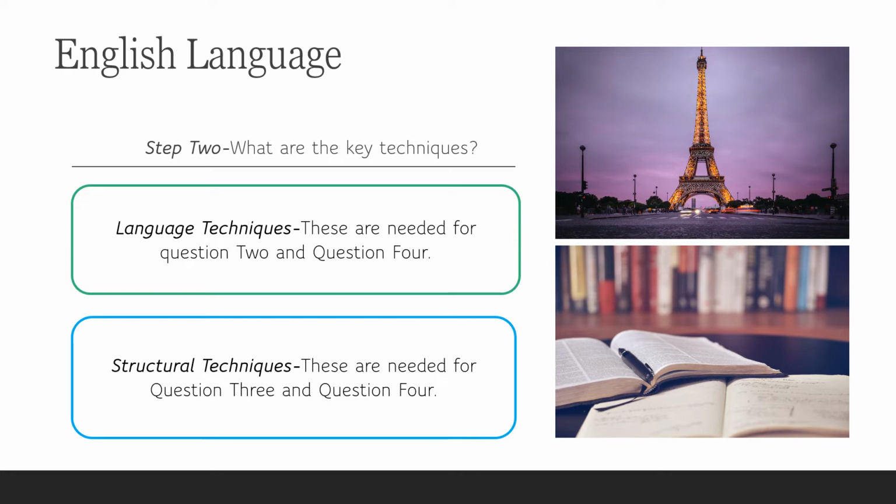If we think about this for a minute just before we move on, language is very, very important. You can see it's needed not only for question 2, but also for question 4. Question 3 will need structure, but question 4 will as well. Question 4 is the one where you use both language and structure, and you need to get into the habit of thinking about it as a whole. A lot of the time people just think about the language, but that won't necessarily help you to get the highest marks available.